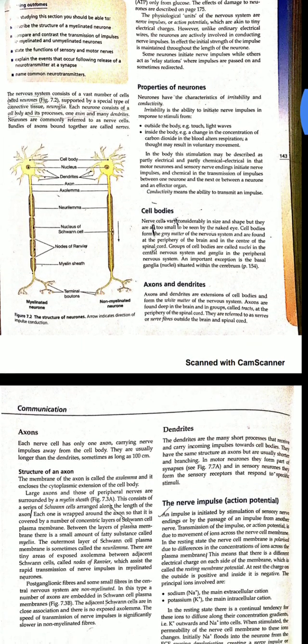Further talking about the parts of the neurons, first we have cell body. Now the nerve cells vary considerably in size and shape, but they are all too small to be seen by the naked eye. Cell bodies form the grey matter of the nervous system and are found at the periphery of the brain and in the center of the spinal cord.